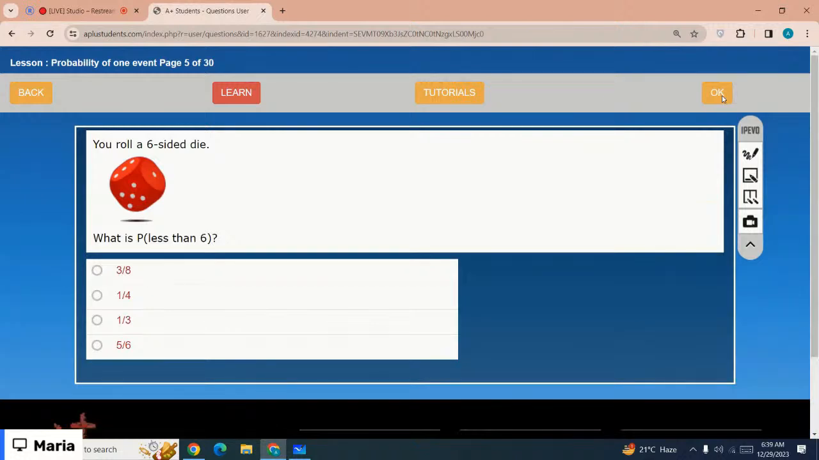You roll a six-sided die. What is the probability less than 6? You have 5 numbers that are less than 6, right? So the probability is 5 over 6. The last option is the correct option. Got it?